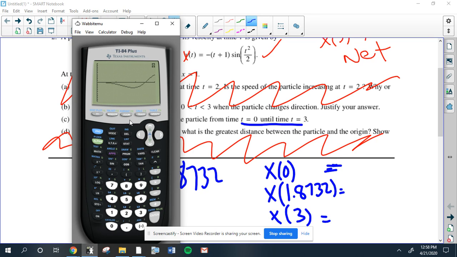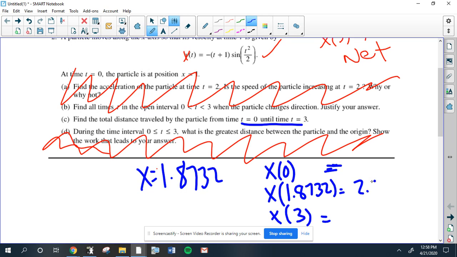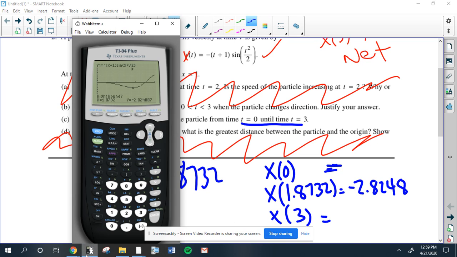The value at the second calc value, at 1.8732, is negative 2.8248. And now figure out what the value at 3 is. 3, enter. 3.9101.